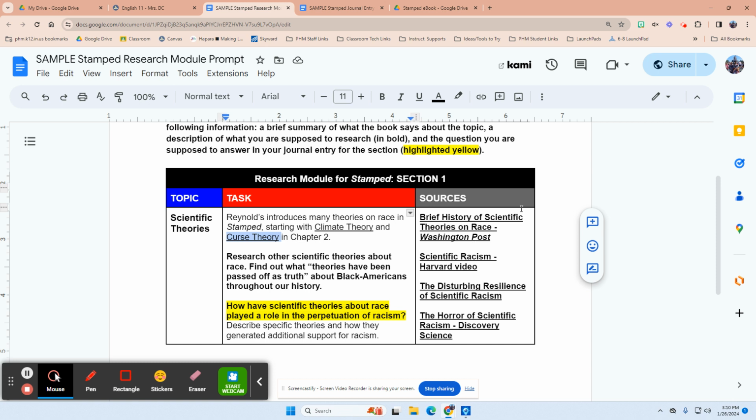Now, since this is the research module for section 1, I am going to limit my discussion of climate and curse theory to whatever appears in section 1. So if there are pages that are listed for the topic that are outside of the section that you're doing the entry for, you can ignore that information. But I'm going to go ahead and paraphrase everything that the book has to say in section 1 about both climate theory and curse theory.